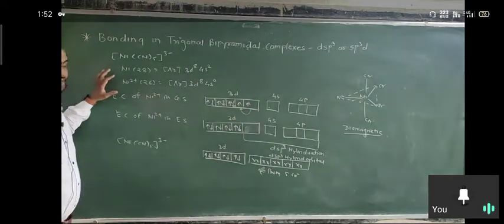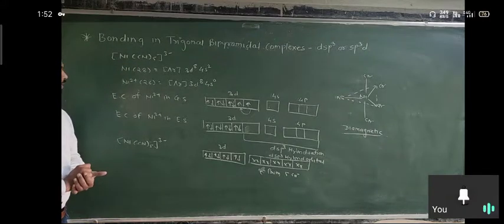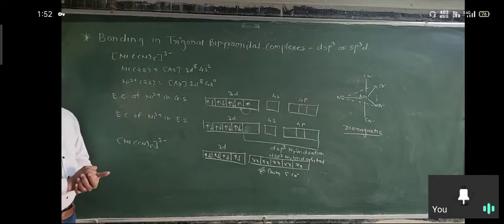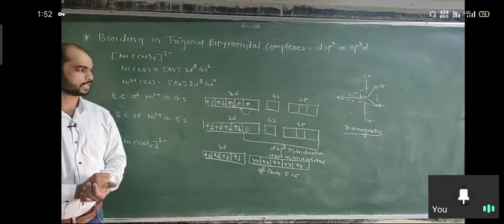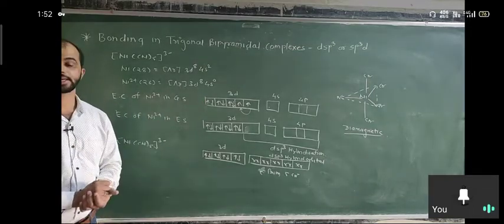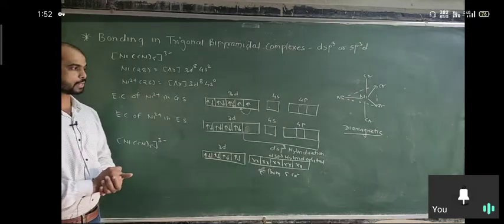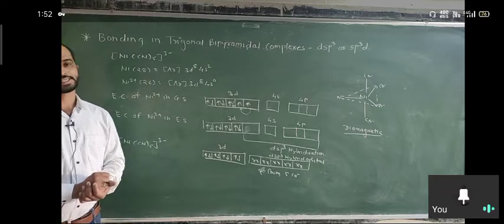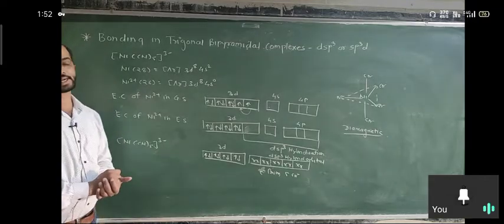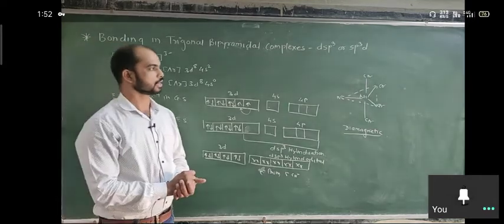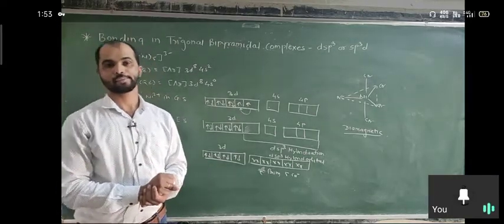So you can write the explanation as: in the NiCN5 3 minus complex, Ni has the 3d8 4s2 electronic configuration. There are 8 electrons in 3d. In that there are 2 unpaired electrons. The 2 unpaired electrons pair up and make 1 empty d orbital. Hence the complex undergoes dsp3 hybridization with zero magnetic moment and is diamagnetic in nature, and dsp3 hybridization suggests the trigonal bipyramidal geometry.